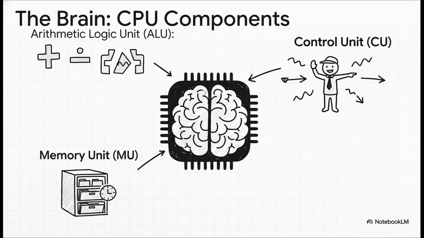The Arithmetic Logic Unit, or ALU. That's the calculator, doing all the math. The Control Unit is like the traffic cop, directing where all the information goes. And the Memory Unit? That's its short-term memory, holding on to data that the CPU needs to grab instantly.